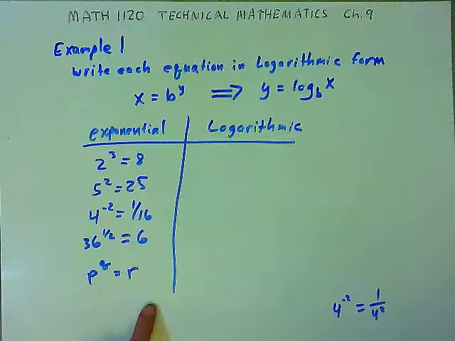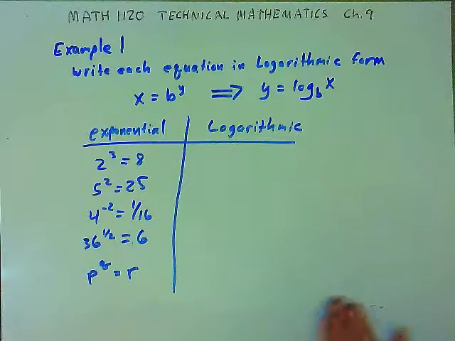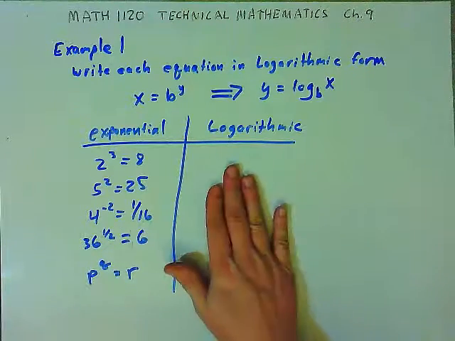And p to the q equals r. We don't know the values of p, q, or r, but p to the q power is going to be equal to some other value. We'll call that r. And so we want to write these into logarithmic form.